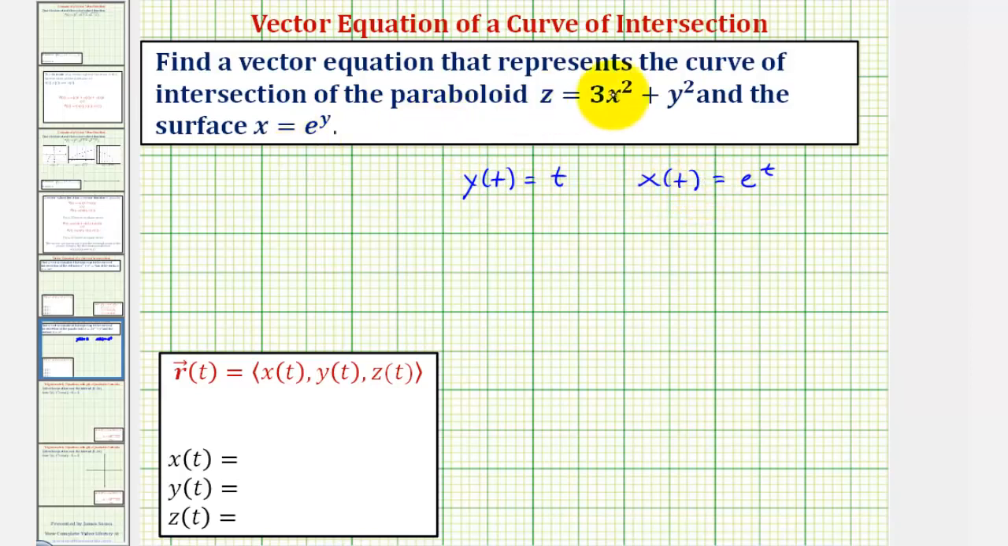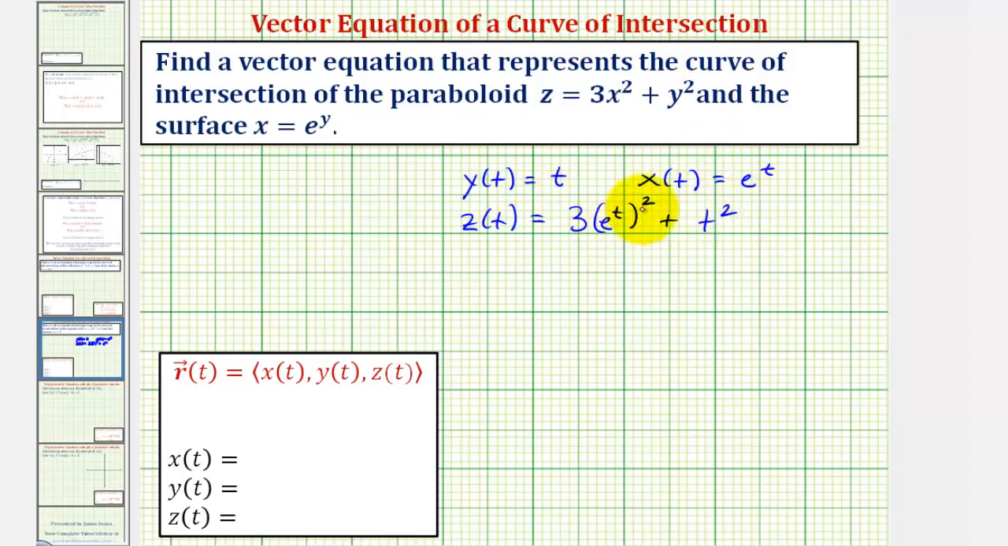And now looking at the equation of the paraboloid, since it's already solved for z, it makes defining z of t pretty straightforward. If z equals 3x squared plus y squared, and we want to define z of t, so this equation will be satisfied when we have y of t equals t and x of t equals e to the t, we can just let z of t be equal to 3 times x squared, where x would be e to the t, so we'd have e to the t squared, and then plus y squared. Notice here y is equal to t, so we'd have plus t squared.